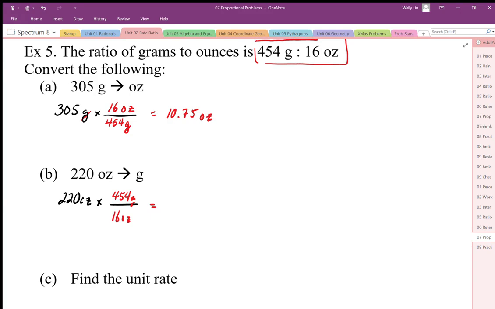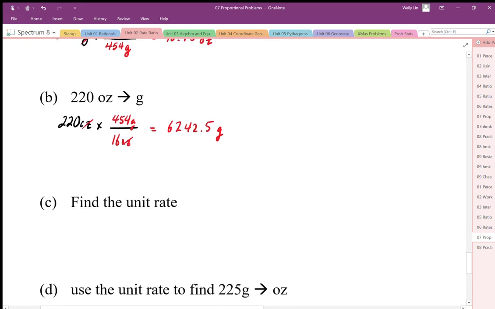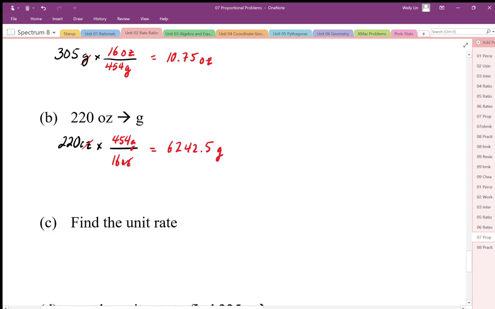And that's going to give me 6,242.5 grams. Okay, and I can see that my ounces cancel out. I'm left with my grams units. The unit rate, and I could have done a unit rate here, but I don't need a unit rate to do these problems. I can just use that ratio as long as I keep times on top, divide on bottom.